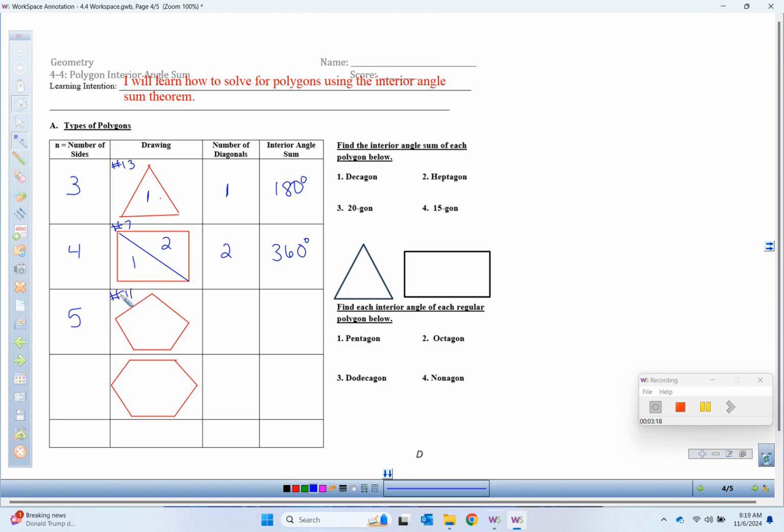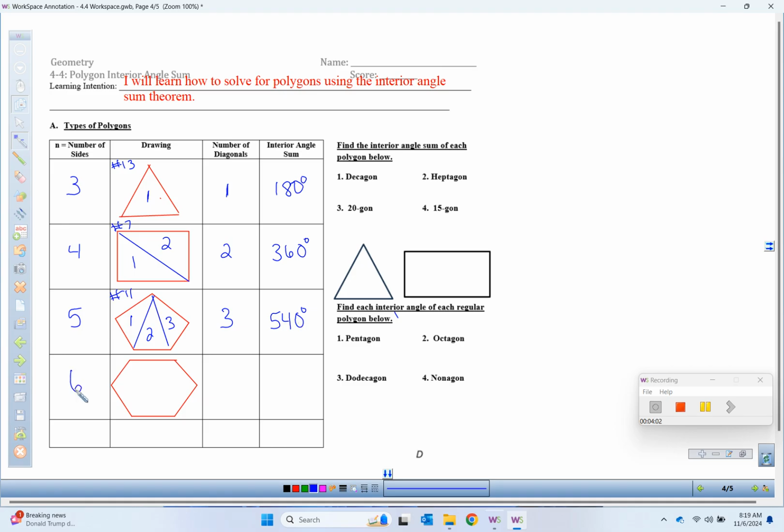Okay, so if I were to take this and use my vertices and split this up, hopefully maybe yours will be a little bit neater than mine. I can see I have 1, 2, 3. So my number of diagonals is 3. And if I take 3 times this 180, you should get 540 degrees. So if I were to add up all of my interior angles on a 5-sided polygon, or a pentagon, I would get 540 degrees.